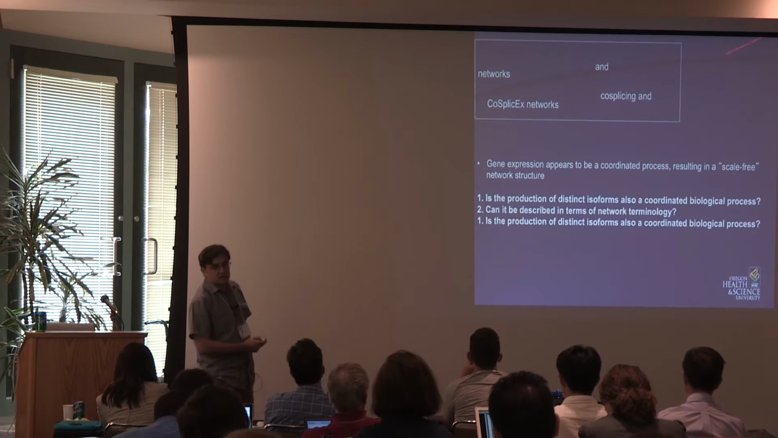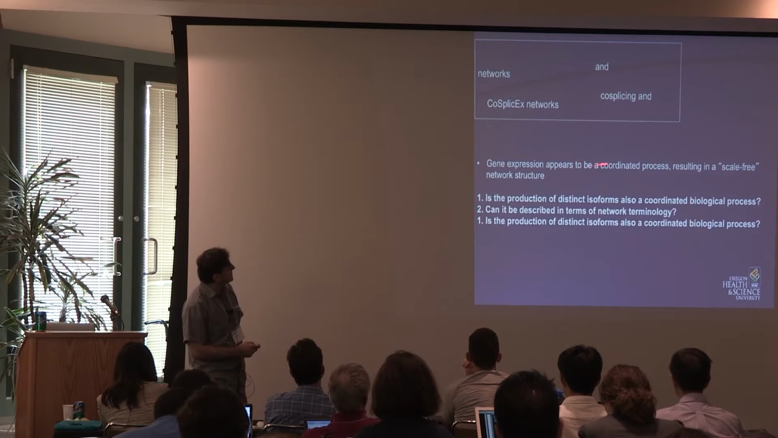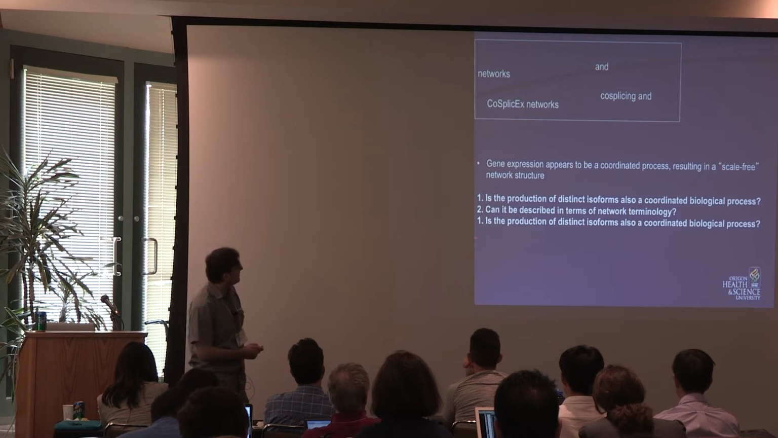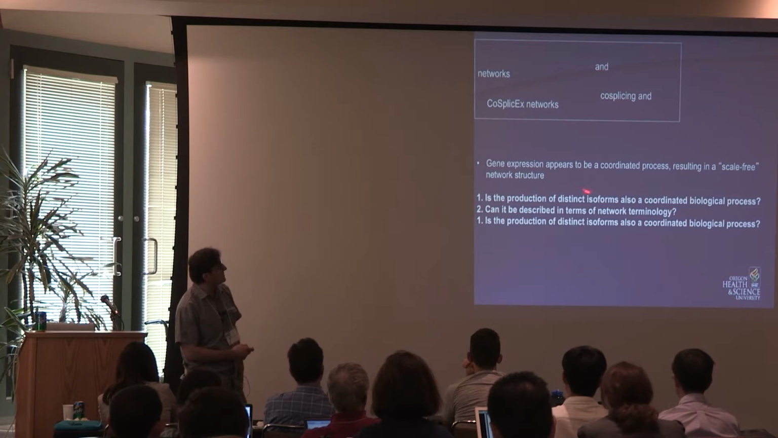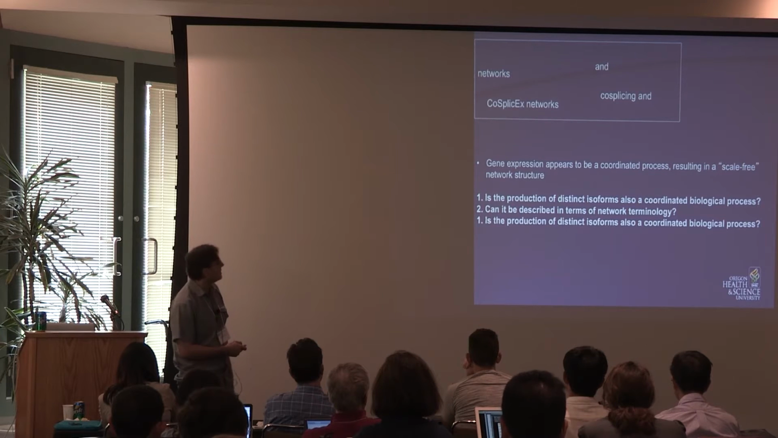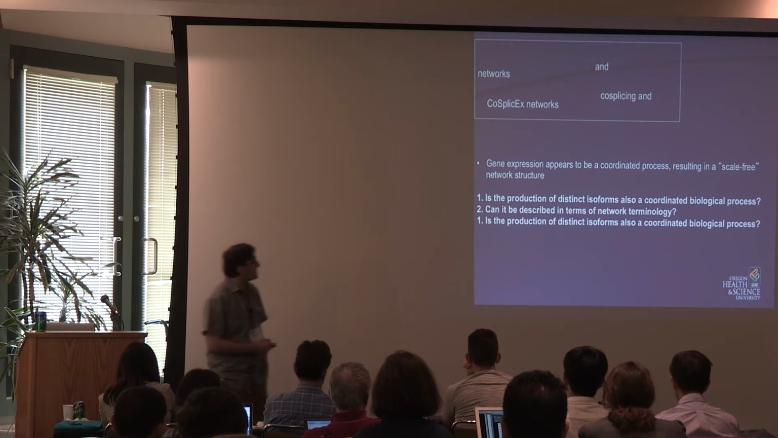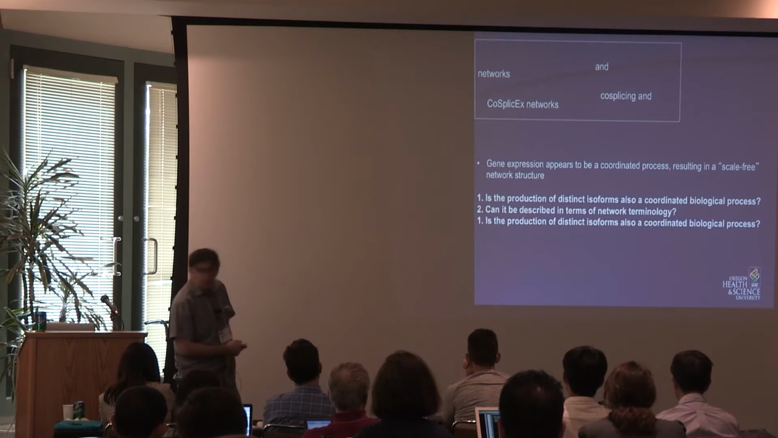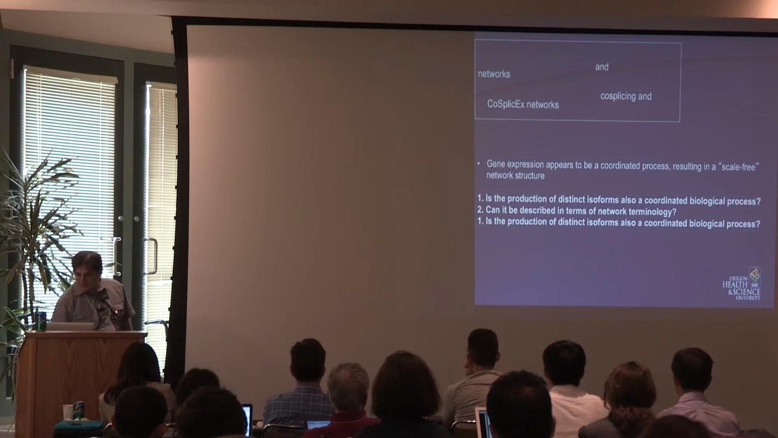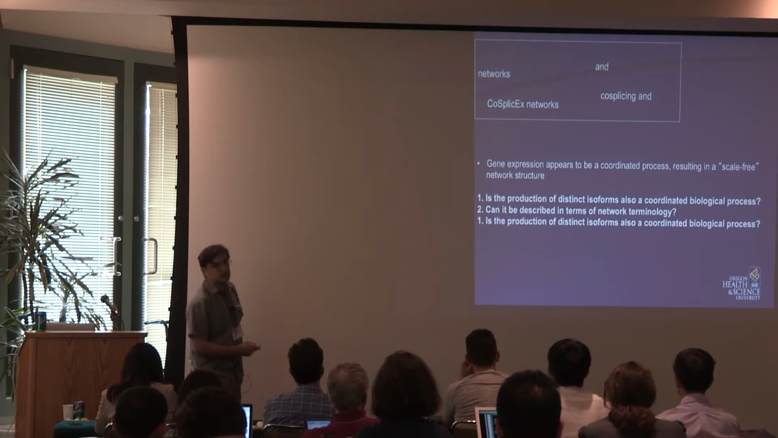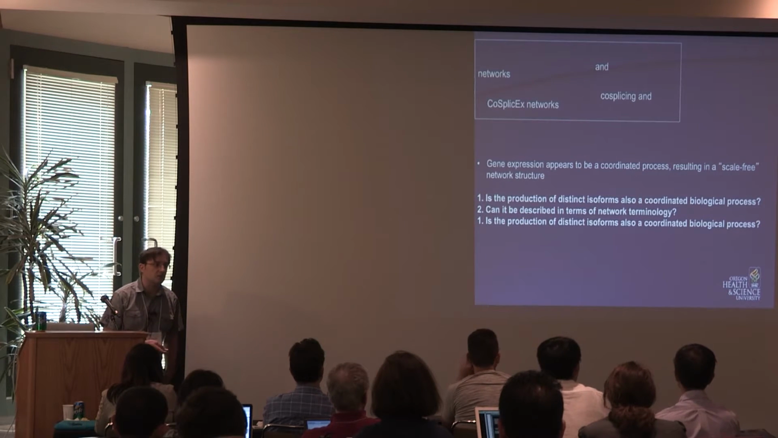Now we know from Steve's work that gene expression appears to be a coordinated process, resulting in a scale-free network structure. So the questions that I want to address today are the following. Is the production of distinct isoforms also a coordinated biological process? Also, can we describe this process using network terminology? Can we describe coordinated isoform production using network terminology?